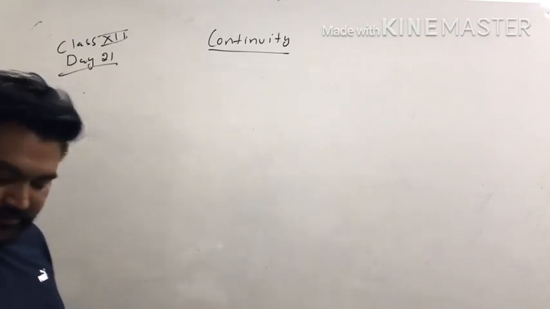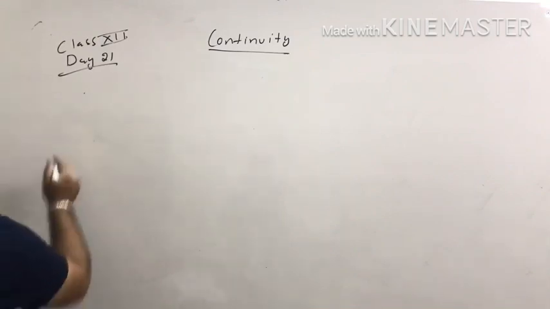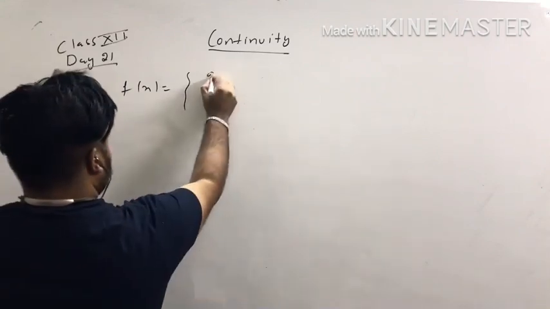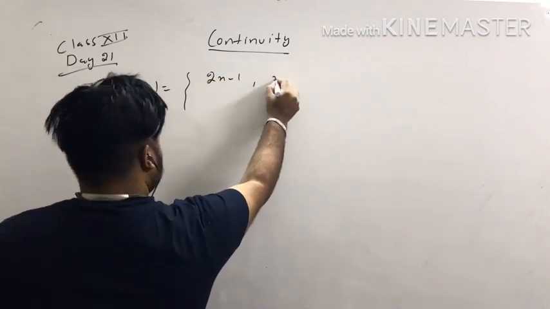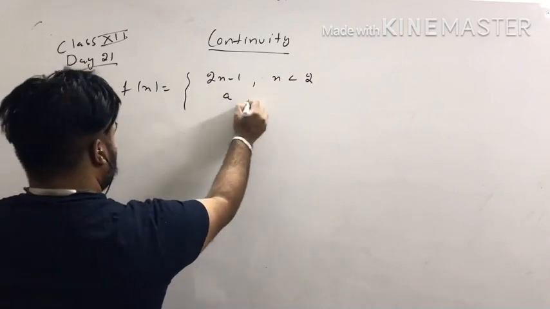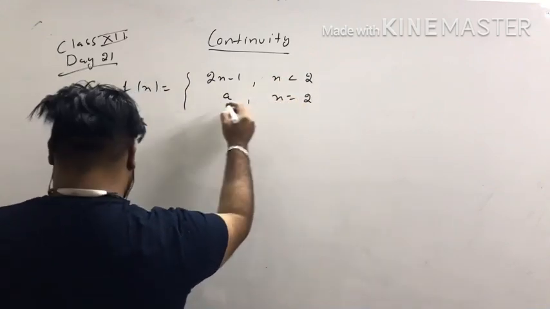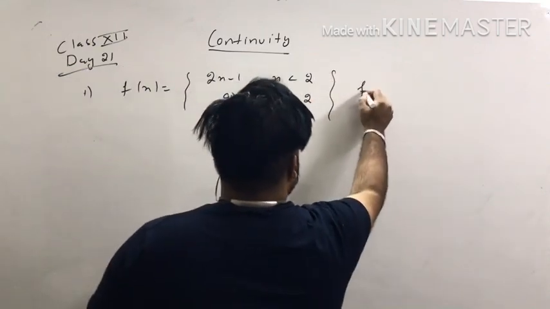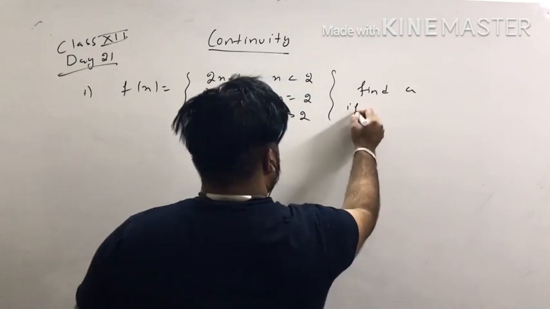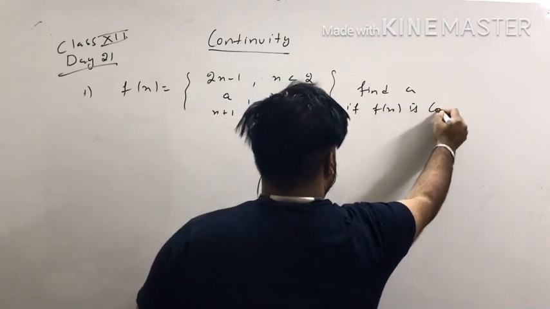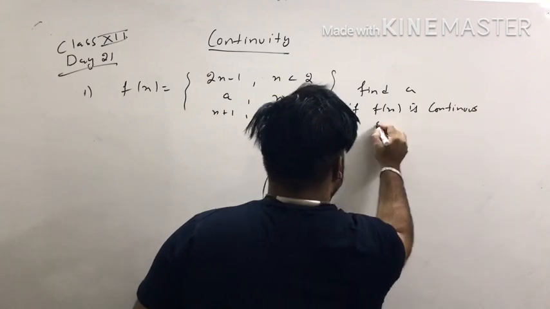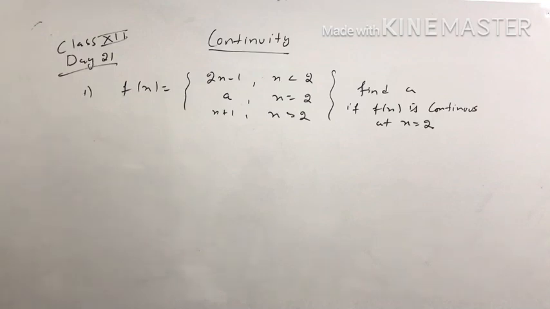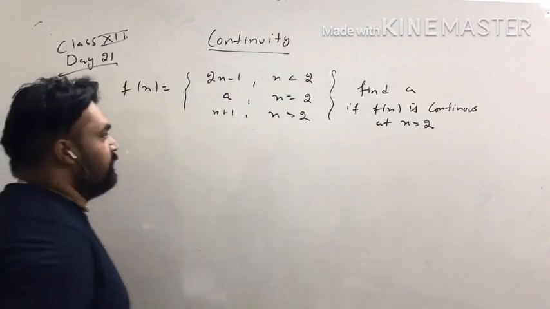Now the first example is: if f(x) equals 2x minus 1 for x less than 2, a for x equals 2, and x plus 1 for x greater than 2. Find a if f(x) is continuous at x equals 2. In this case we have to find the constant value a.